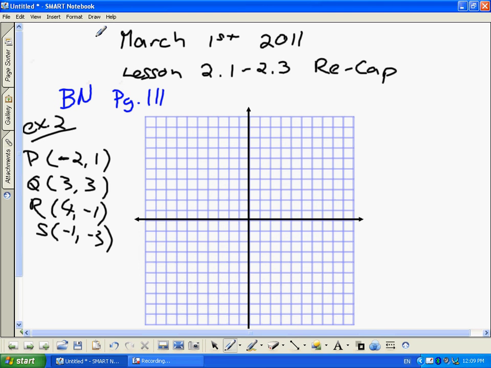March 1st, 2011, we're recapping lesson 2.1 to 2.3. We're in your blue notebook, page 111. We're going to do example 2, and we're going to go into depth in it.